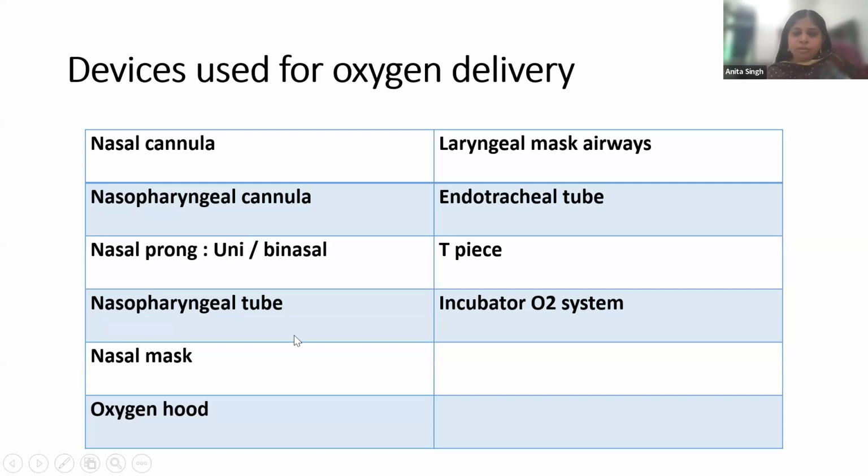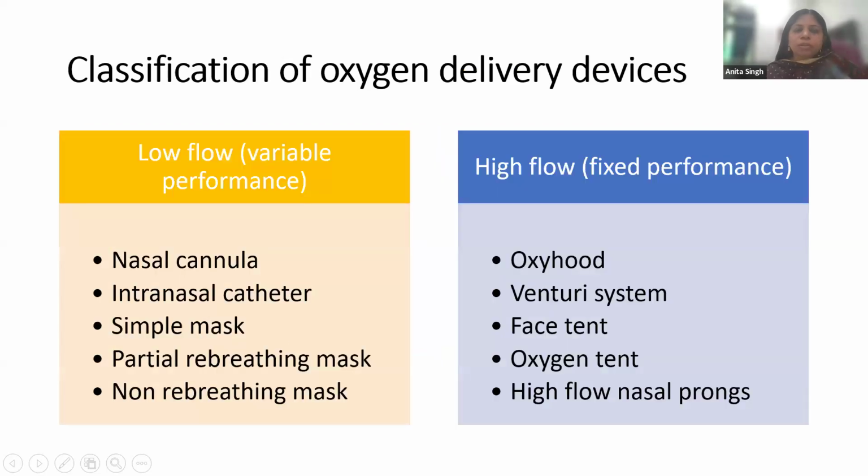So the classification of oxygen delivery devices is mostly based on low flow or high flow. Low flow devices are the devices which have variable performance. Their oxygen delivery is not fixed and is variable. While in the high flow system, fixed and precise oxygen delivery can be done. The flow is met by virtue of the inspiratory effort of the baby.